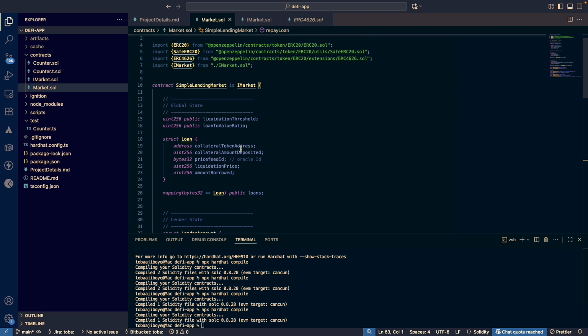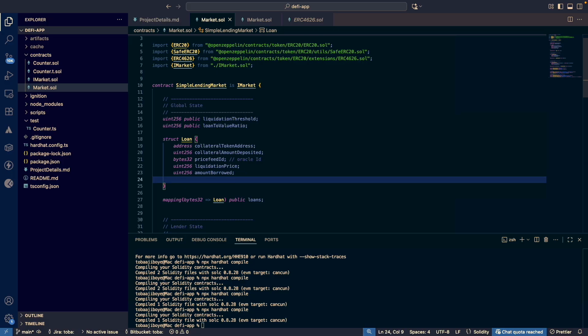So amount borrowed, obviously. Liquidation threshold, this is global loan to value, this is global. What else do we need to know? We need to know the interest rate at which it was borrowed. So this is tricky. It's either the interest rate is fixed or the interest rate is variable.